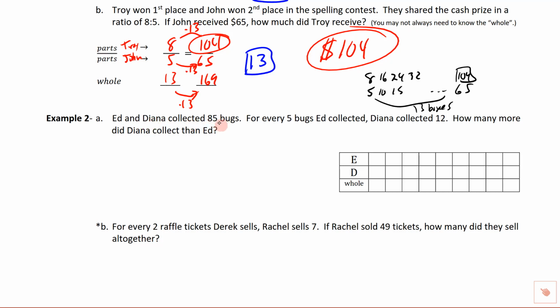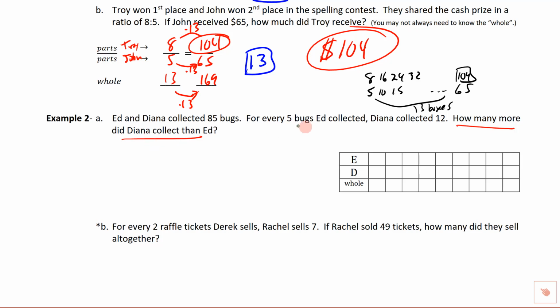They collected 85 bugs altogether. For every 5 bugs Ed collected, Diana collected 12. How many more did Diana collect than Ed? So the question here is not about how many either one of them collected. It's a question about how many more did Diana collect than Ed.